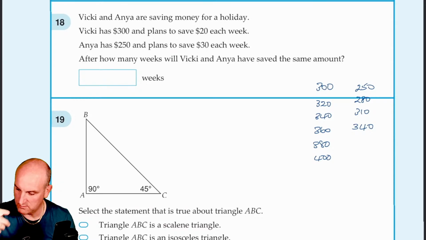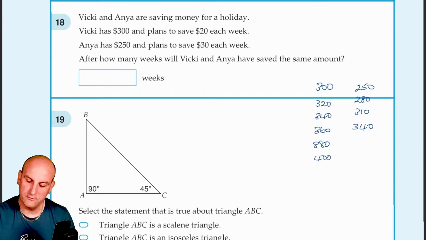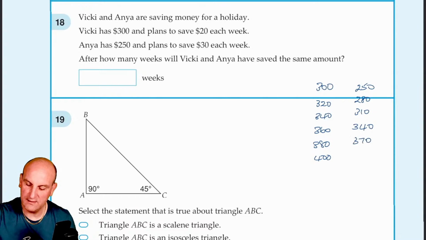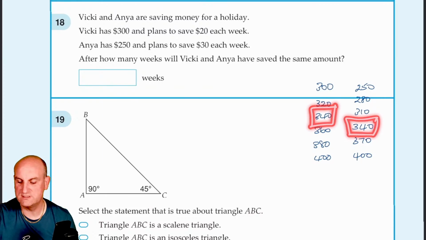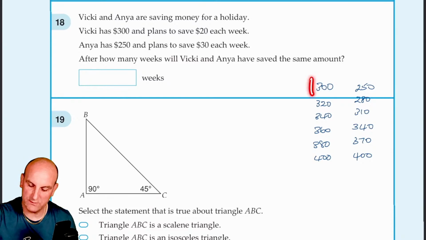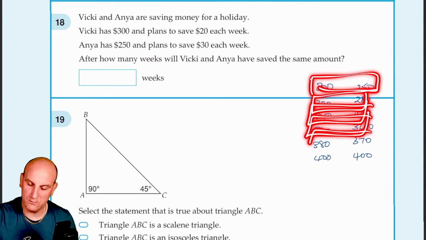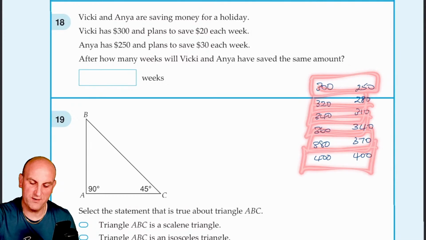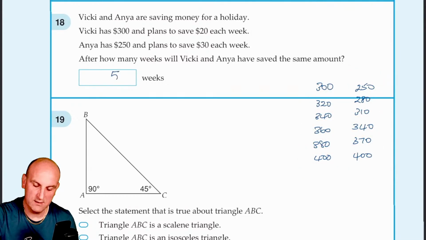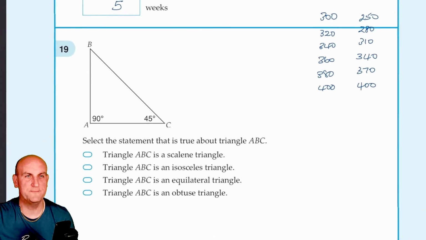So 340, 370, and 400. And I think the trick to this question is I looked at that and said, well, they have the same money at 340, but it's not the same week. That's what they started with. That was week 1, week 2, week 3, week 4. It seems to be week 5 that they have the same amount of money. So I'm going to put 5 weeks there.